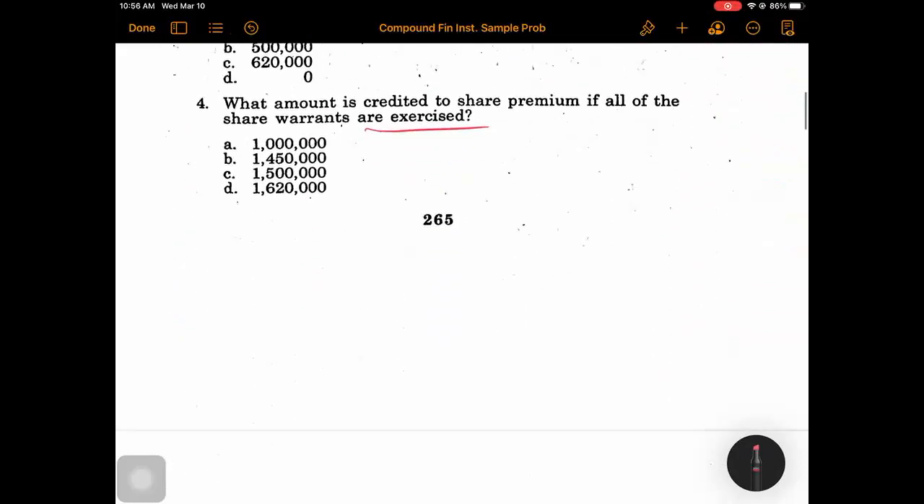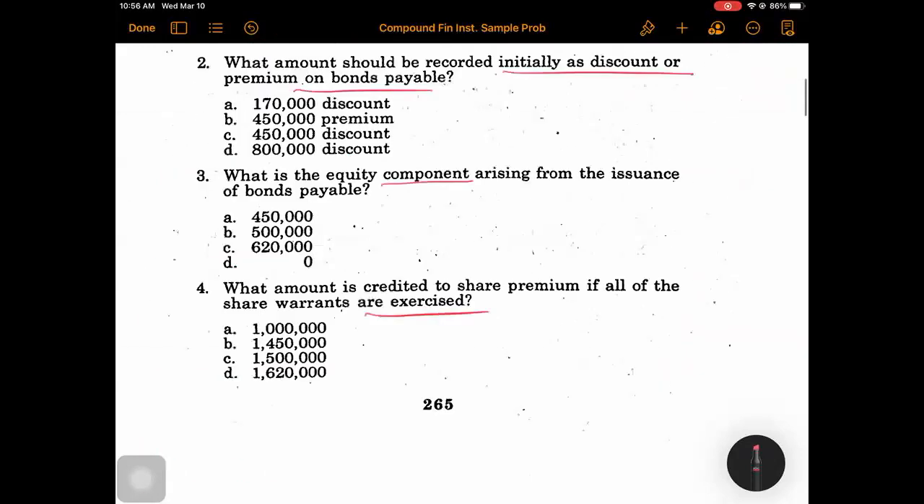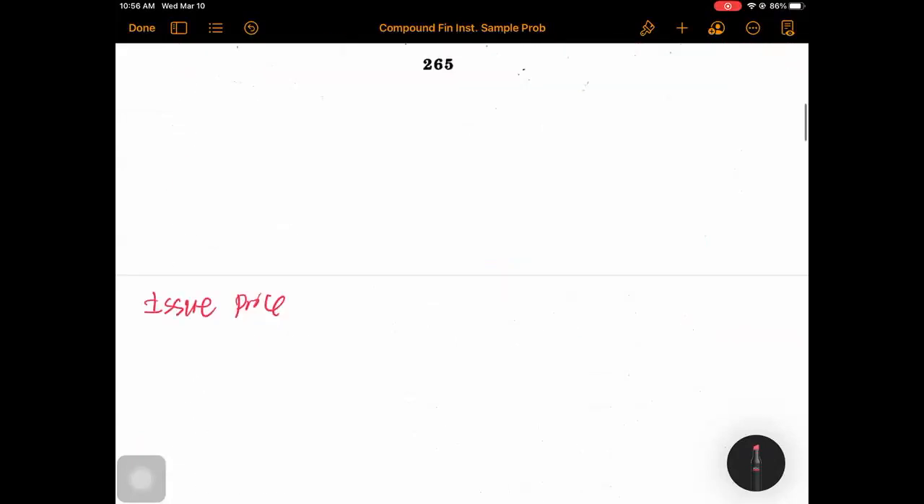So first, we have the issue price. How much is the issue price? 109. So that's 5 million times 1.09. That's 5,450,000. Okay, first, we need to compute the liability component.